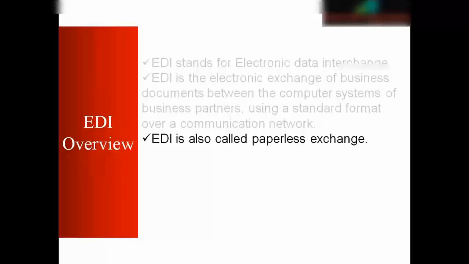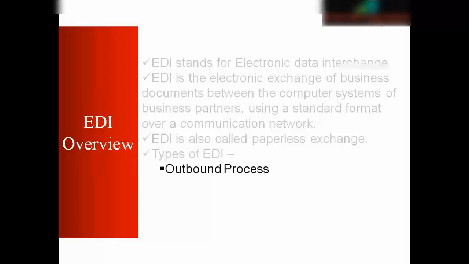EDI is also called paperless exchange. As you know, there is no paper involved. There are two types of EDI: outbound process and inbound process. Outbound is what we're sending to the partner, whether vendor or customer. Inbound is what we're receiving from them. That is the inbound process.